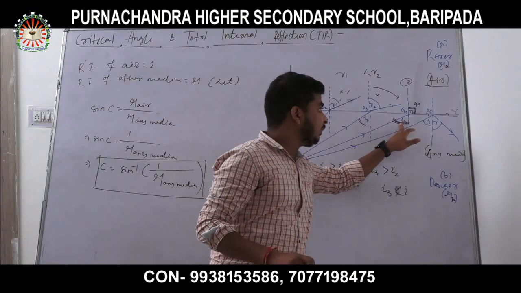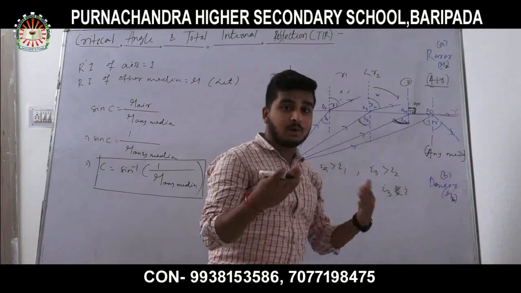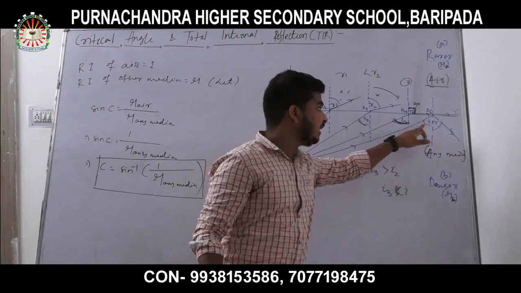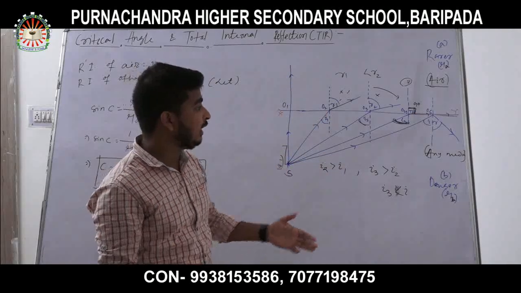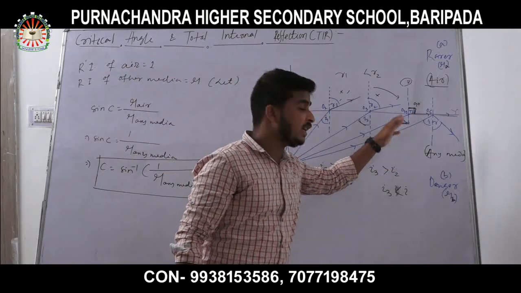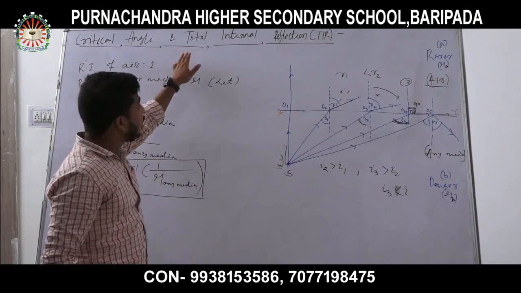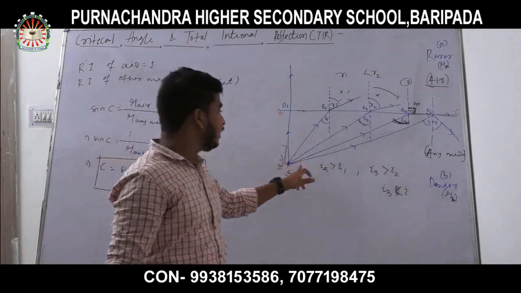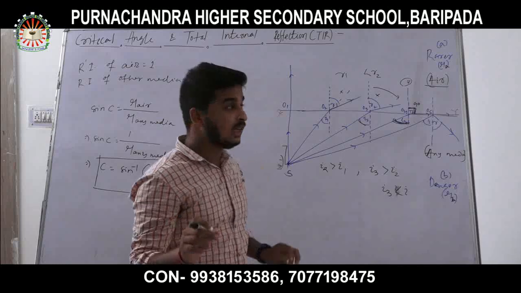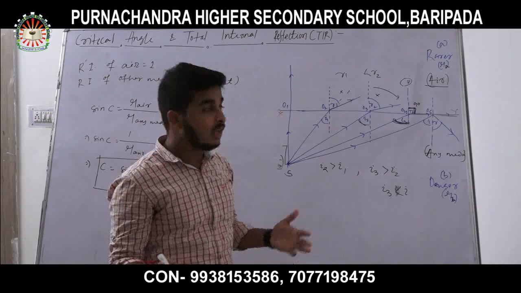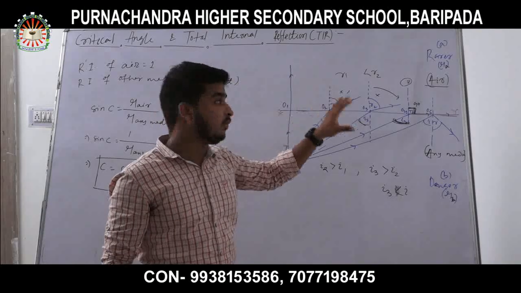For the angle of incidence I3, the light grazed along the interface, but for a larger angle of incidence, here I, the light will not refract; it will reflect inside the denser medium. So this is called total internal reflection. Light going from one medium and coming back to the same medium after striking the interface is known as reflection, but in this case, it is known as total internal reflection.